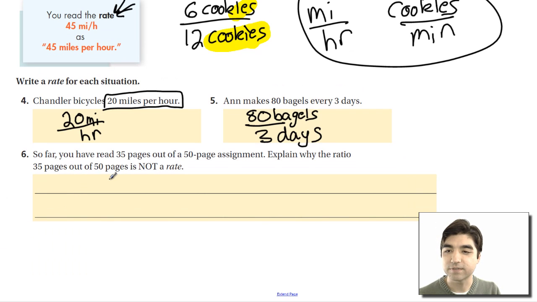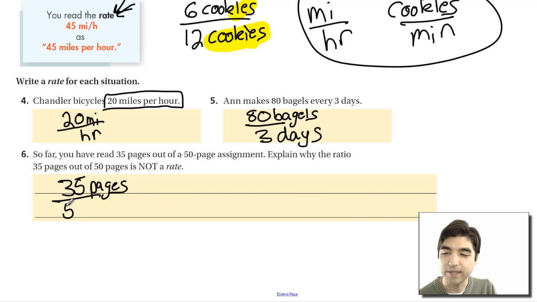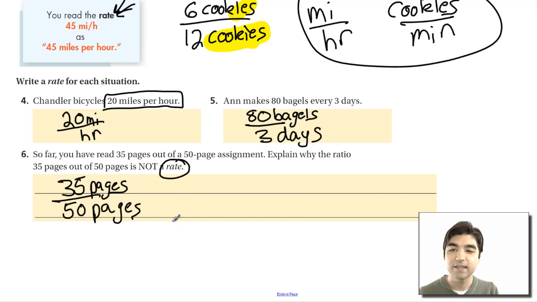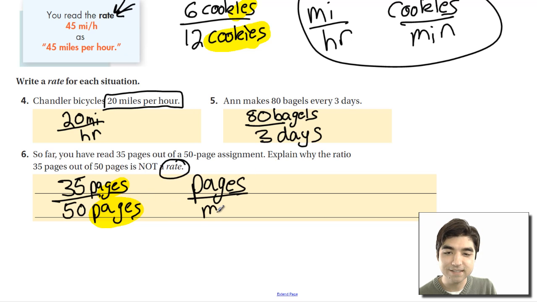Let's look at number 6. It says, so far you have read 35 pages out of a 50-page assignment. Explain why the ratio of 35 pages out of 50 is not a rate. So you have 35 pages per 50 pages. And again, this is not a rate, because we're comparing the same units, pages and pages. Now, if we said pages per minute, this would be a rate, which is a special type of proportion.